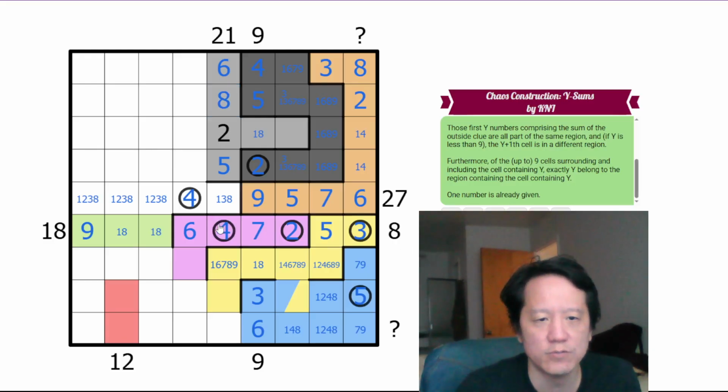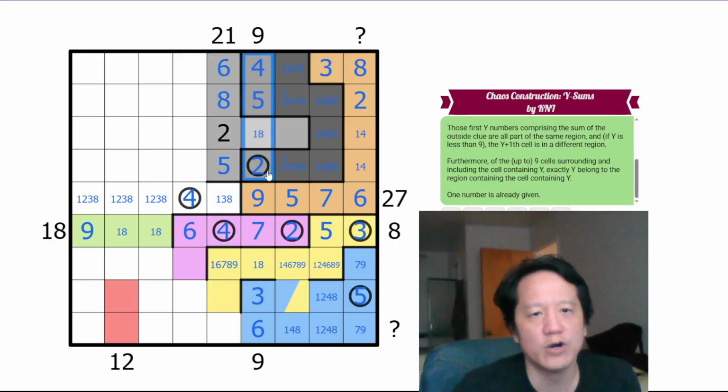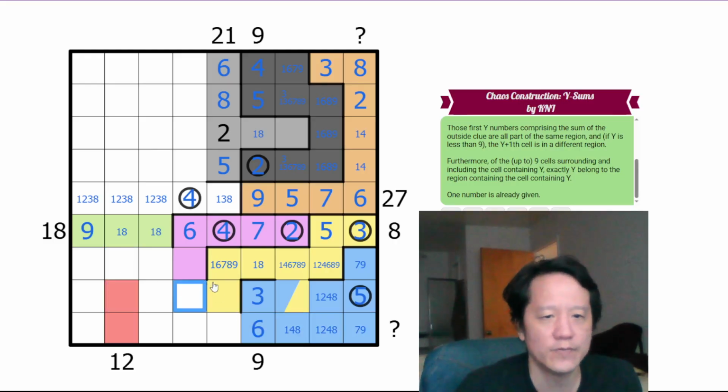This is also a y. So we have the y done, and its sum done. The x, y, and sum done for 21. The x, y, and sum done for 9 here. The x, y, and sum done for this question mark. The x, y, and sum done for 27. The x, y, and sum done for 8. The x, y, and sum done for 18. The x, y, and sum done for 9 here. So we just have this one and this one left. Okay.